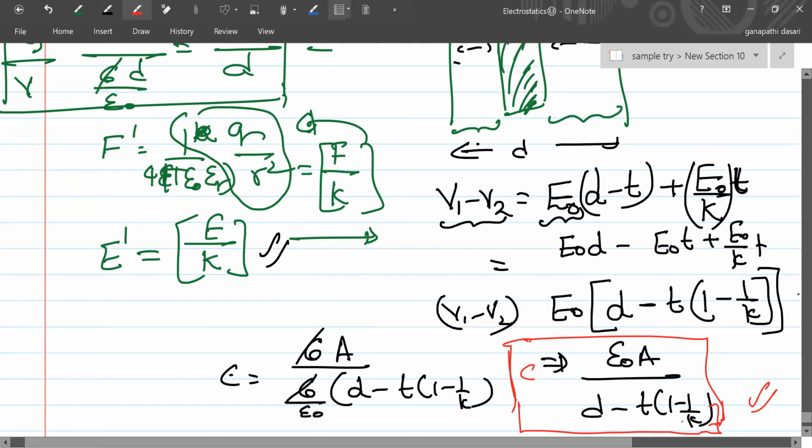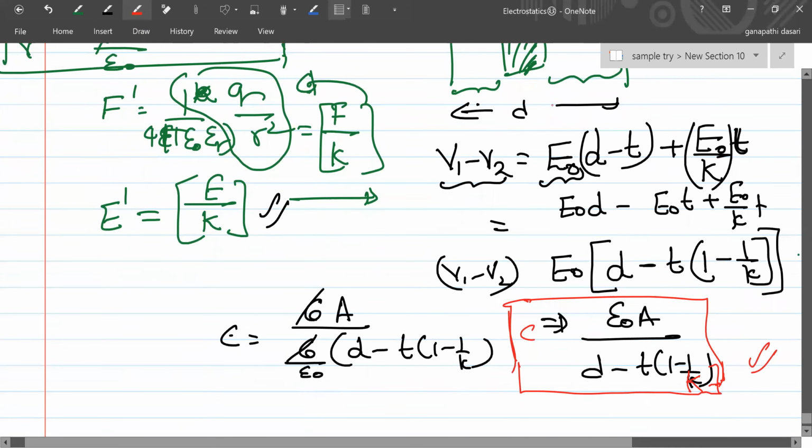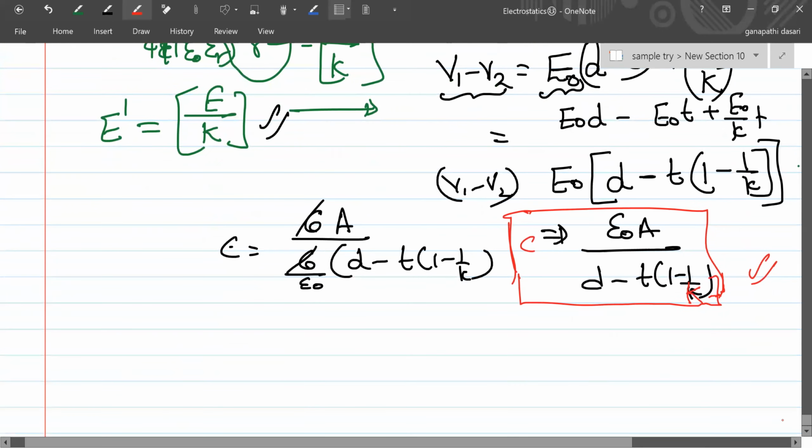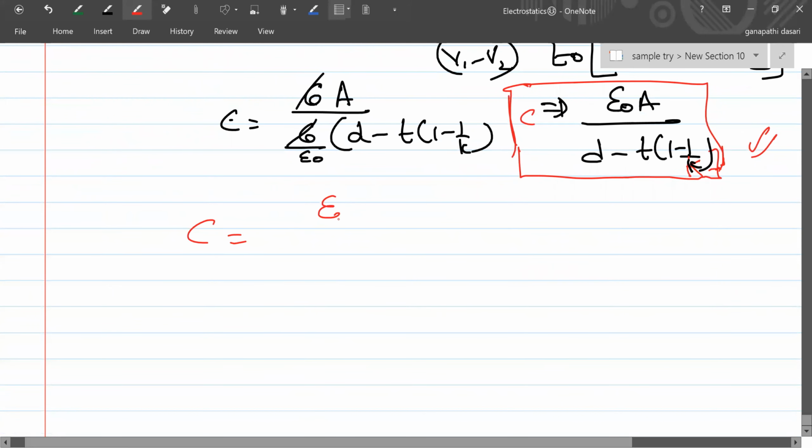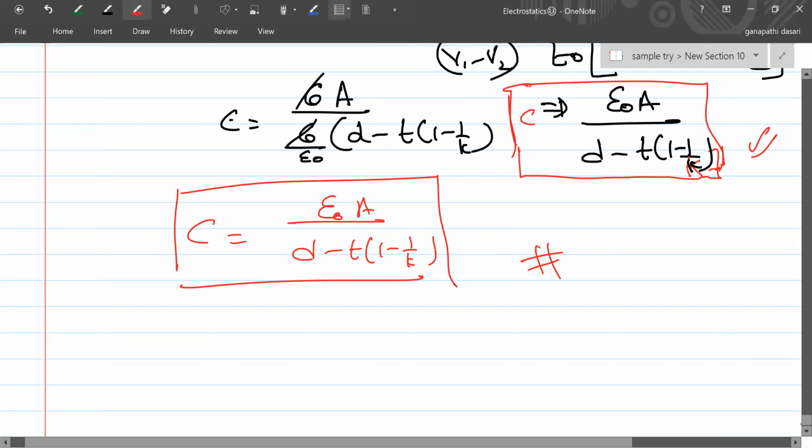But you can remember this formula if the dielectric material, the dielectric constant K, is kept in between the surfaces, irrespective of which distance it is present. So similarly, this formula C is equal to epsilon naught A by D minus T into 1 minus 1 by K. Similarly, if this entire material is filled, by following this procedure, you can derive other formulas also.